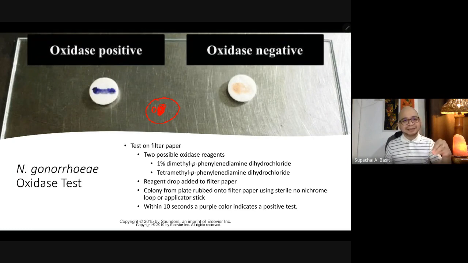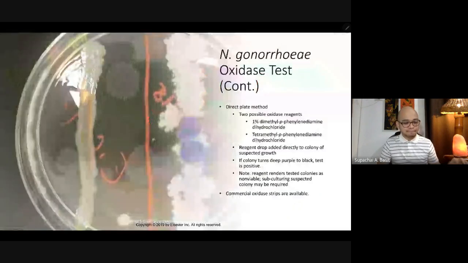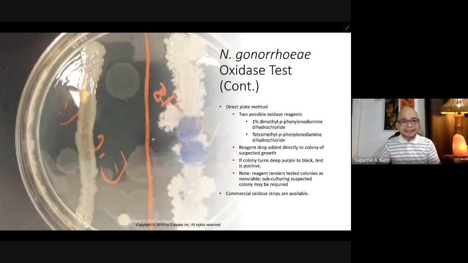Within 10 seconds, if it turns purple, it's positive. But if it remains yellow or brown, that is negative for the oxidase test. Usually, Neisseria is positive for the oxidase test. We can also do the oxidase test by adding the reagent directly to the plate. If the colony turns deep purple to black, then the test is positive. Commercial oxidase strips may also be available, but if there's no change in color, then that's negative.